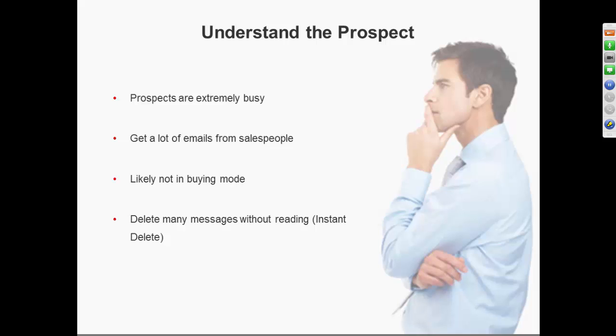I want to start out today by trying to take a step back to understand the prospect that we're trying to reach through email, or that we're trying to prospect to and sell to. And I want you to stop and think about these four different characteristics of the prospect that you're trying to reach. One is that the prospects we're trying to prospect to are extremely busy. Especially if you're doing B2B prospecting.